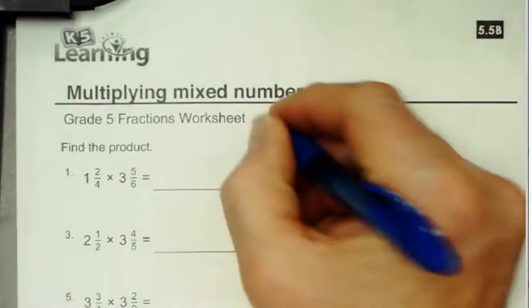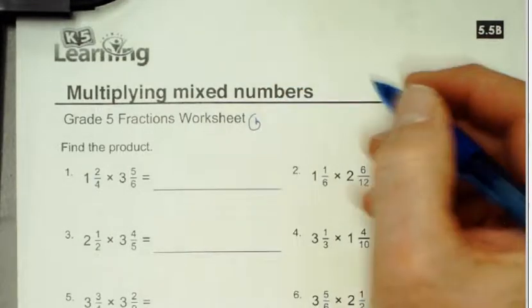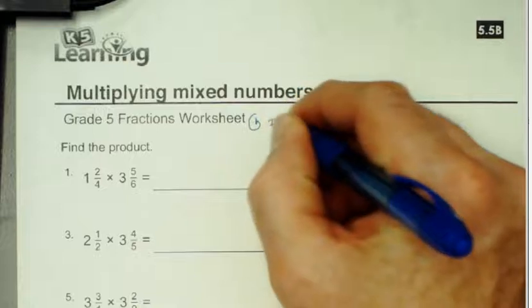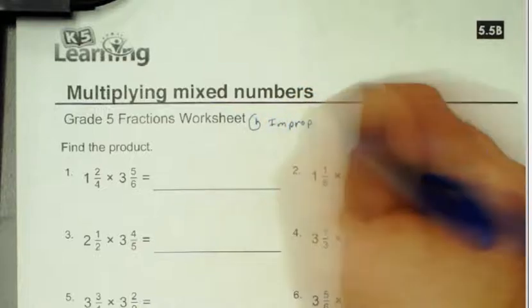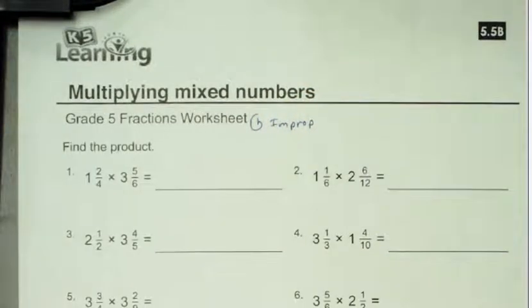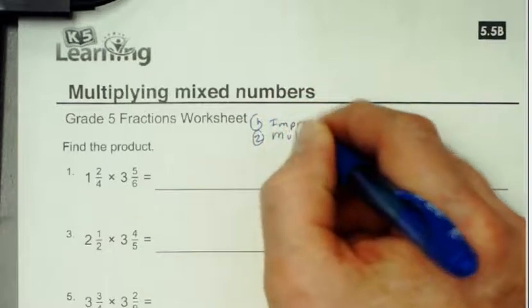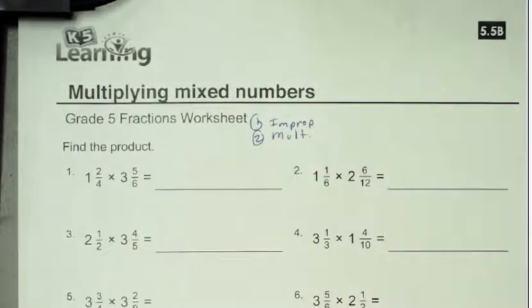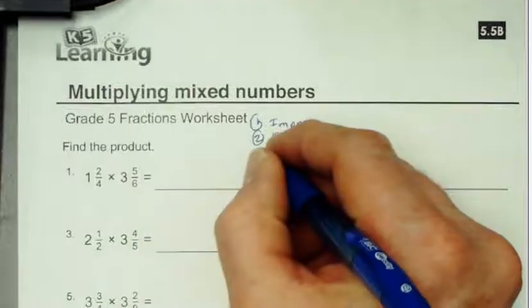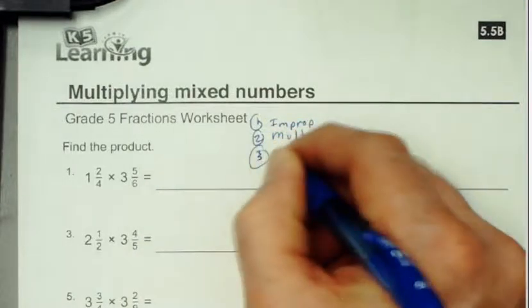First of all, you're going to have to make your mixed numbers into improper fractions. I'll just put down improper. After you make them into improper fractions, you're going to just multiply straight across. And the third thing you're going to have to do is simplify that last fraction or reduce it. I'm just going to put simplify. It's a better choice of words.